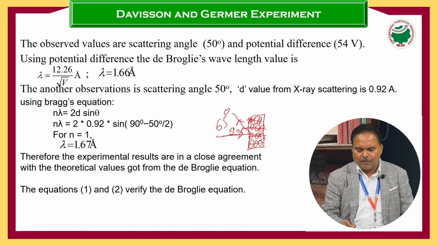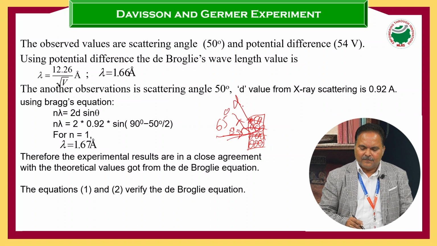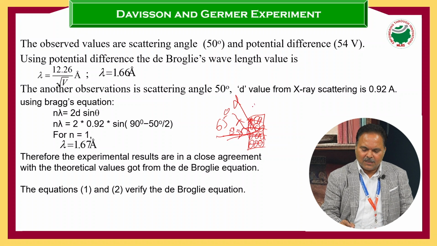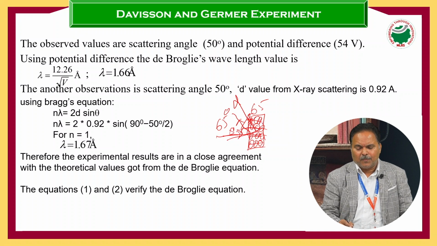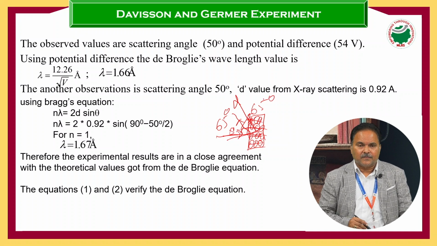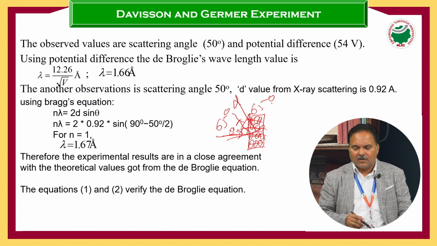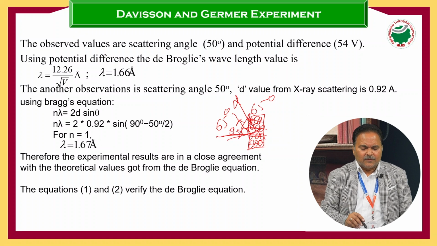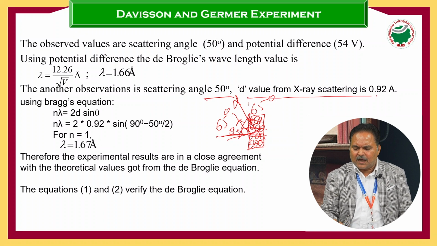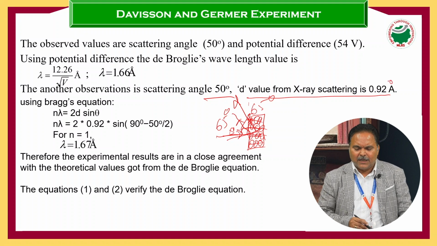So from the incident ray to the crystalline plane, then to the scattered ray, this angle becomes 65 degrees. With respect to the surface it is 50 degrees, but with respect to the crystalline planes it is 65 degrees. So we use 65 degrees in our calculations. At a scattering angle of 50 degrees, the d value from X-ray scattering is 0.92 angstroms, from the nickel crystal.